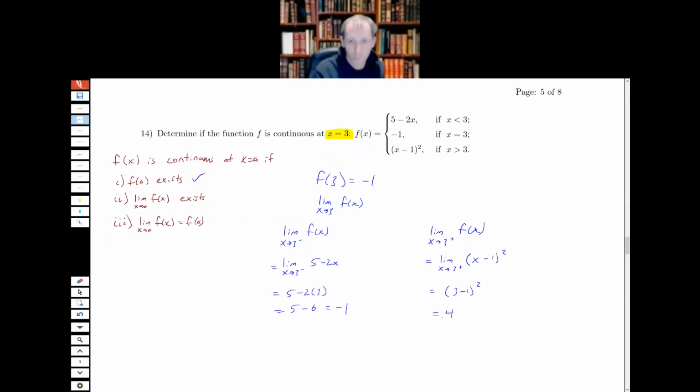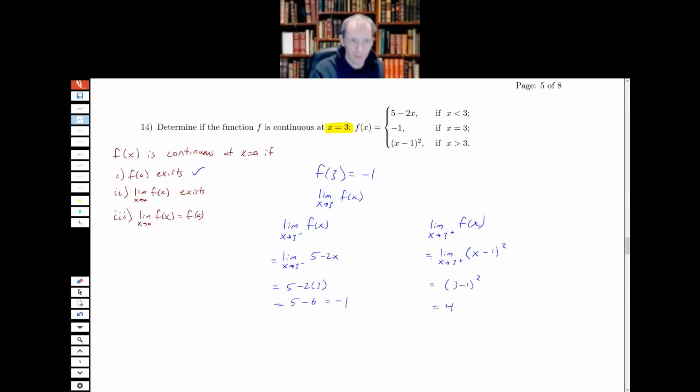-1 and 4 don't match. The left and right limits don't match. That means that the limit doesn't exist.